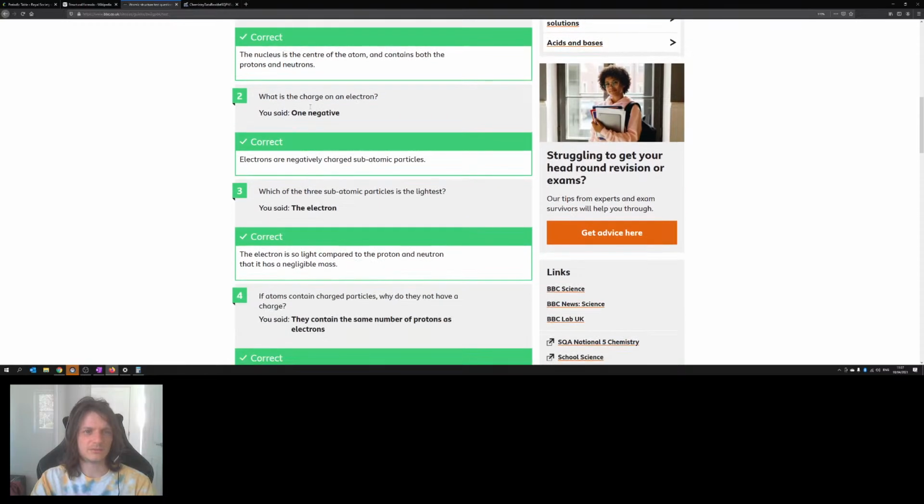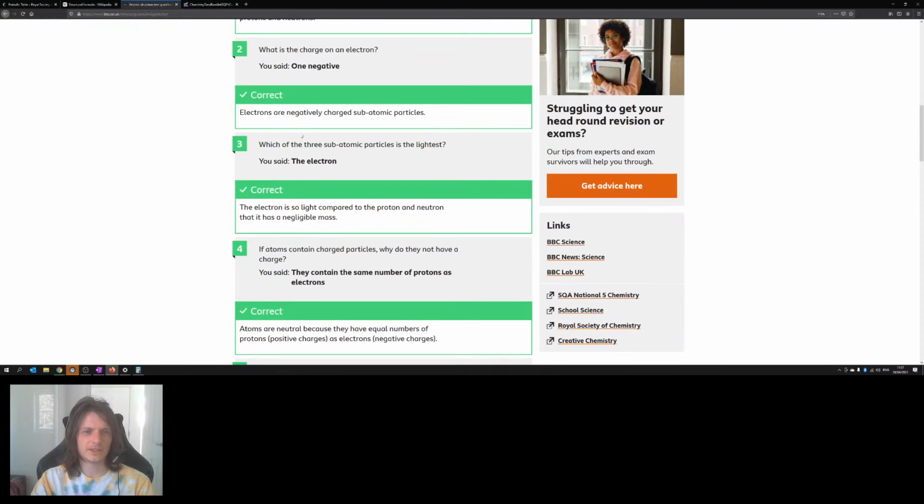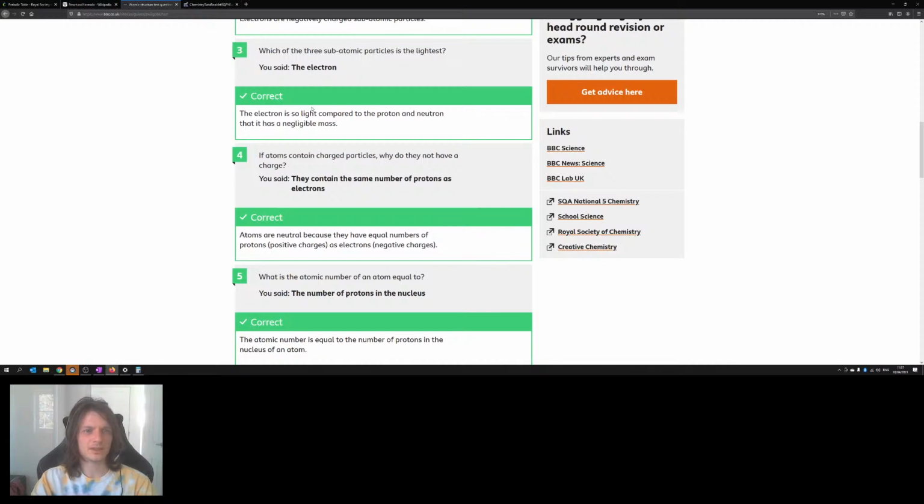Nucleus is the center of the atom and contains both protons and neutrons. What is the charge on an electron? 1 negative. Next to the negatively charged subatomic particles, which of the 3 subatomic particles is the lightest? The electron. Okay. It's so light compared to the proton and neutron that it has negligible mass.